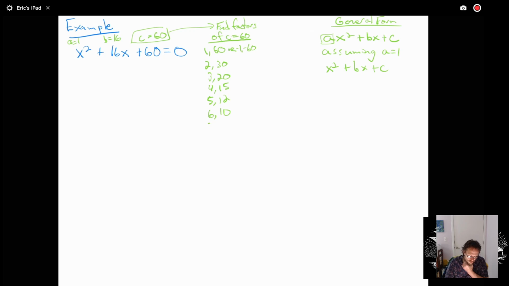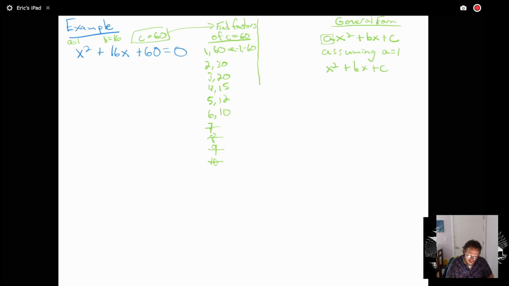Then I ask myself, okay, what about 7? Is 7 a factor? No, there's no integer I can multiply 7 by to get 60. 8 is also not a factor. 9 is not a factor. Then I get to 10 and I say to myself, well, 10 is a factor with 6, but I already wrote that down, so I don't need to do 10 again, and I've finished my list. I've written the complete list of all the factors of 60, keeping the negatives to the side.